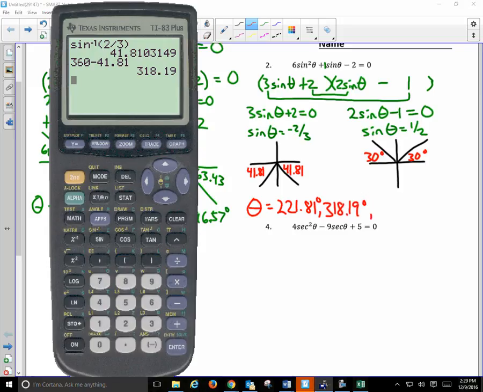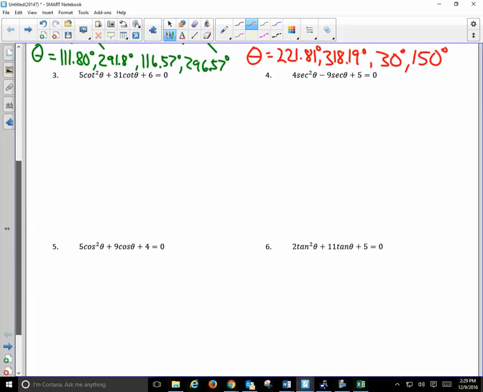How about my other 2 angles? Those should be easy. 30 and 150. Let's try one more together, and then we can set you guys off to work on your own. Let's try number 4 together.